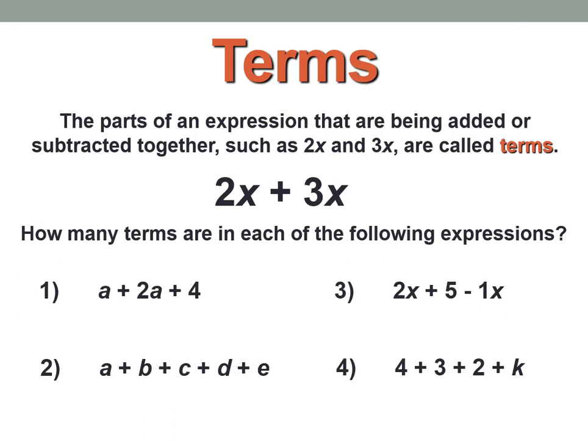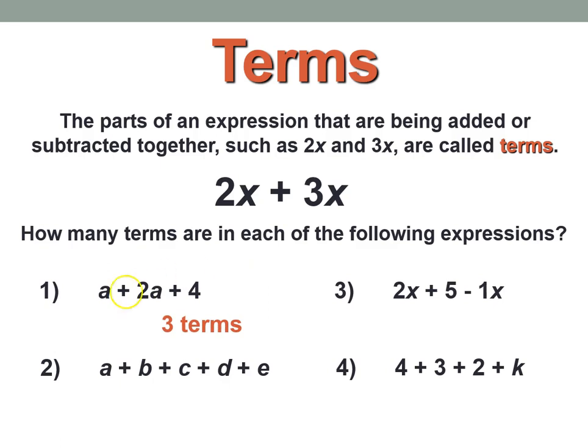So let's get a few examples to see how many terms are in each of the following. So we're on this first question right here. We've got an A, we've got a 2A, and we've got a 4. So let's go back to that definition: the parts of an expression that are being added or subtracted together. So here's one part, here's another part, and here's another part. So if you said there were 3 terms, you'd be right.